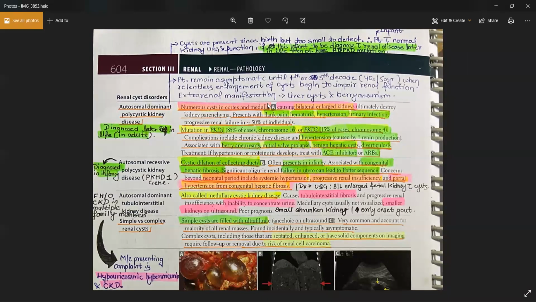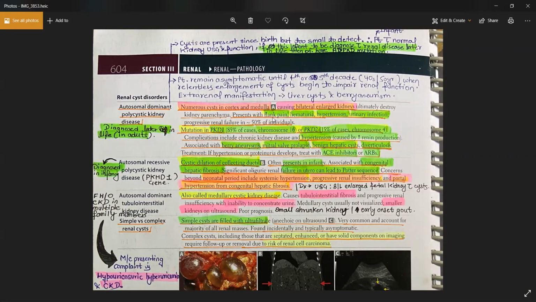In autosomal dominant polycystic kidney disease, you'll have numerous cysts in the cortex and medulla. So it will be a diffuse, bilateral condition, affecting both kidneys. It will destroy the parenchyma of the kidney, and when enough parenchyma is destroyed, the remaining parenchyma cannot take over the functions and cannot perform normally. In that case, the patient will present with progressive renal failure.